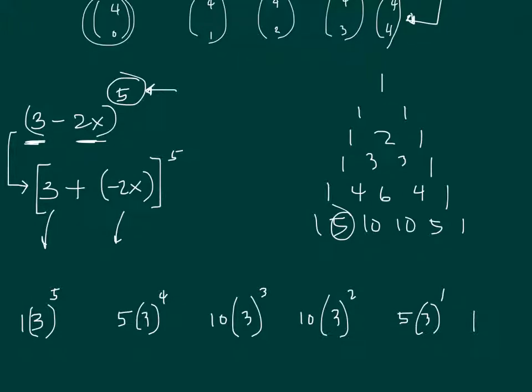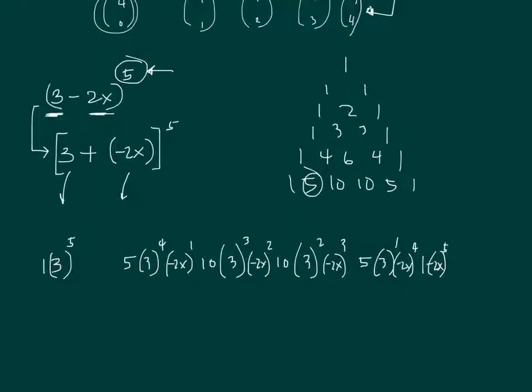And then for the second term, you have negative 2x. So that's actually to the 0, so there's no need for negative 2x on the first. And then you have negative 2x to the 1, negative 2x to the 2, negative 2x to the 3, negative 2x to the 4, and negative 2x to the 5. Okay, so this should be your expansion.